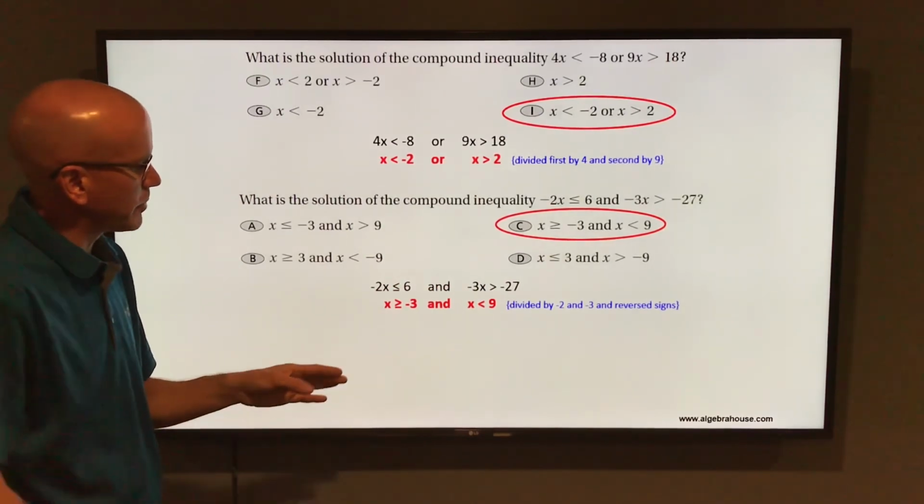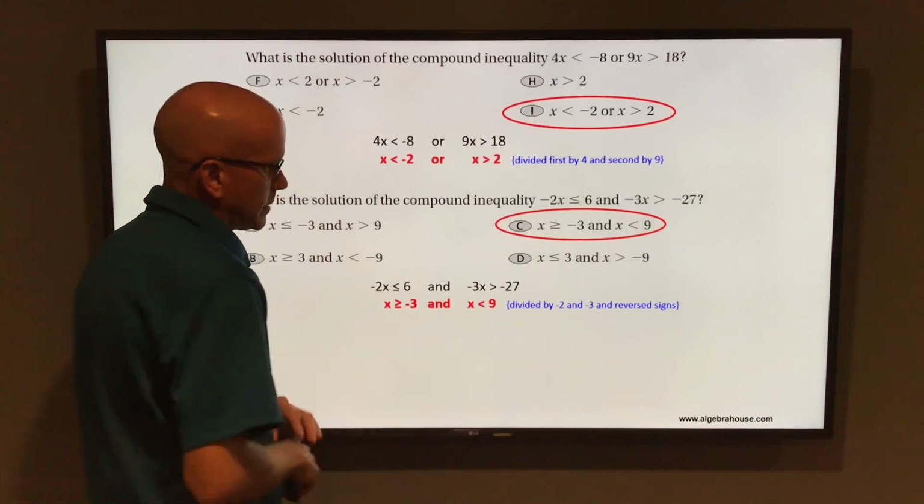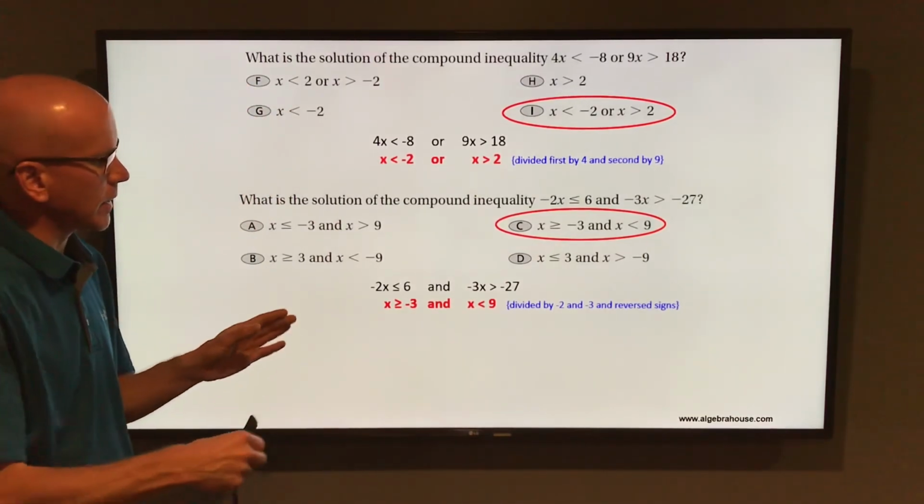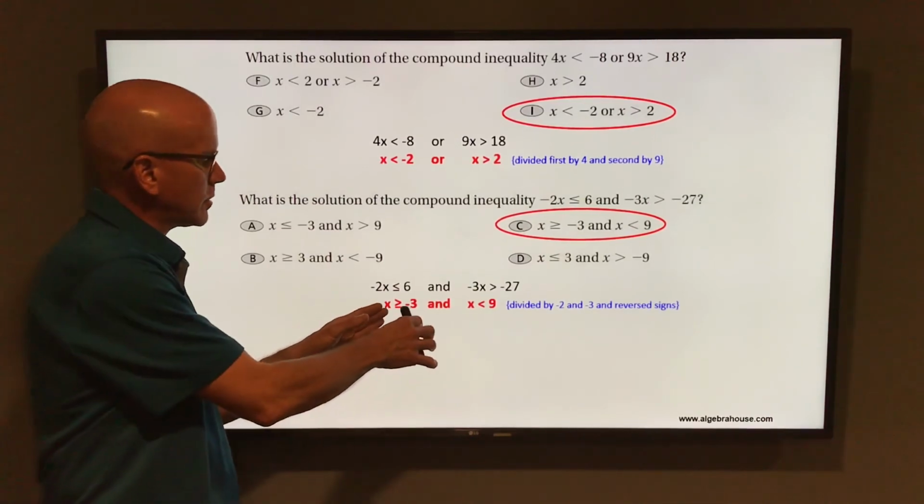Again, the answer is already up there. X is greater than or equal to negative 3, and x is less than 9. So the value of x is between negative 3 and 9. It could also include negative 3.